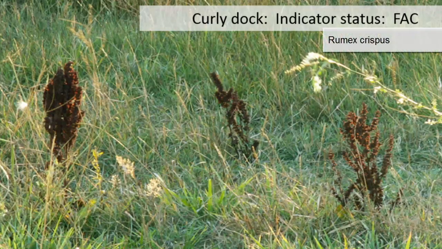Rumex crispus is the scientific name for curly dock. It is a good indicator plant for eastern Washington in that it grows in disturbed wetlands.